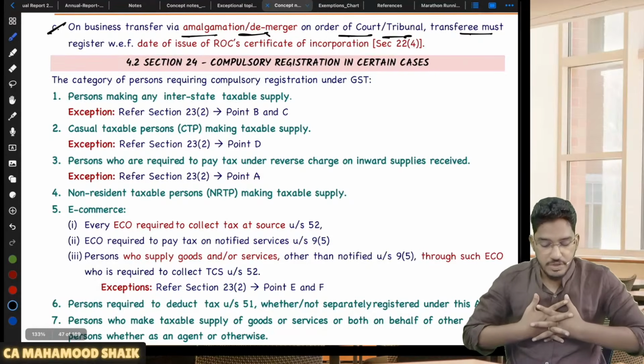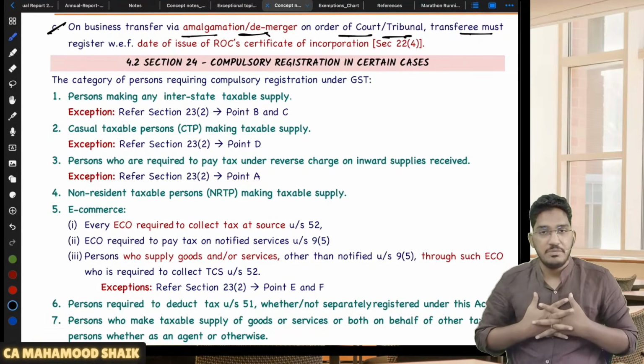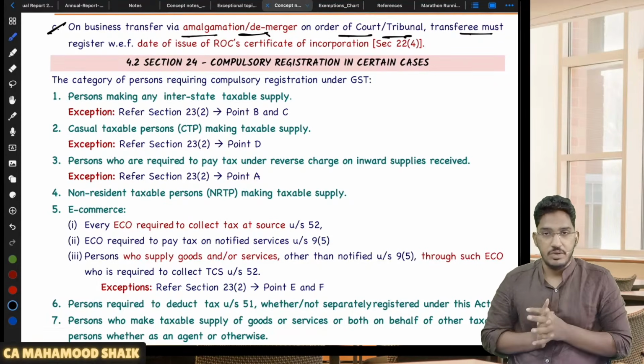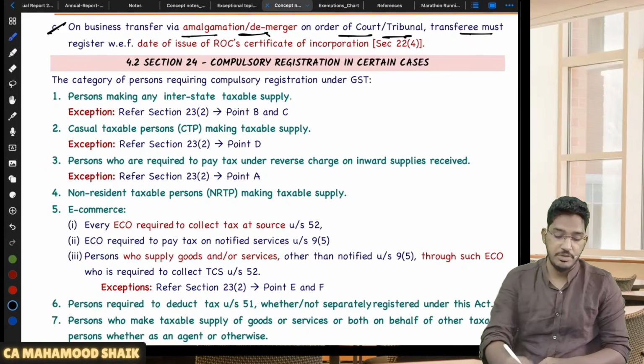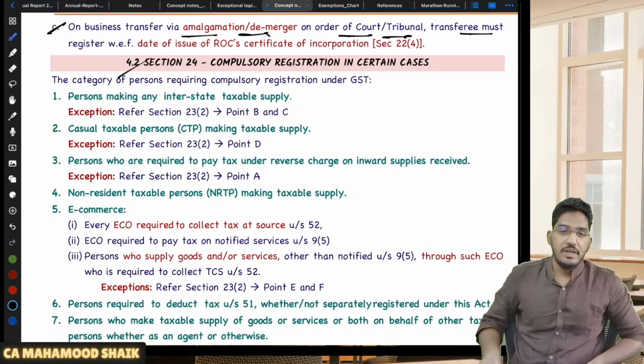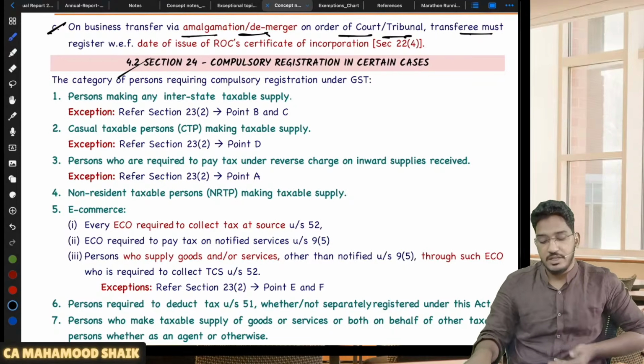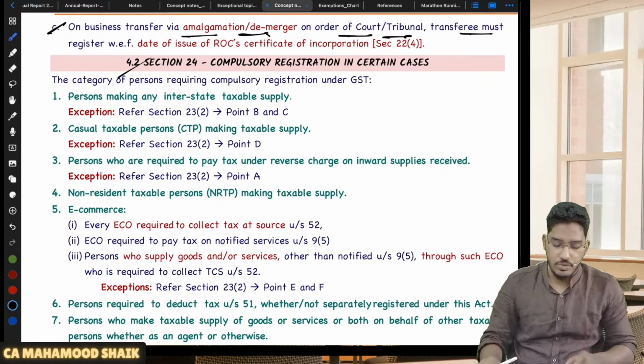Now I will talk about section 24, where a person will become liable for compulsory registration, irrespective of the threshold limit. Section 24 will try to cover this. So when a person will become liable for compulsory registration, let us have a quick look at it. Quickly, I will go through it.